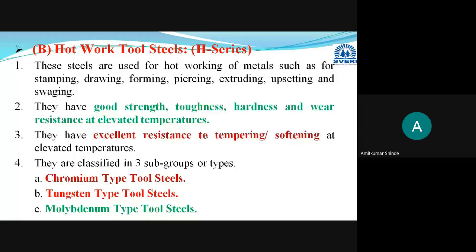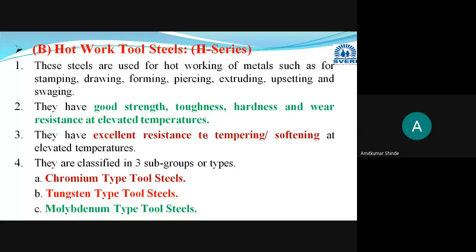In short, the steels used for hot working of metals, with operations like extrusion, stamping, hot drawing, forming, and piercing, are termed hot work tool steels.